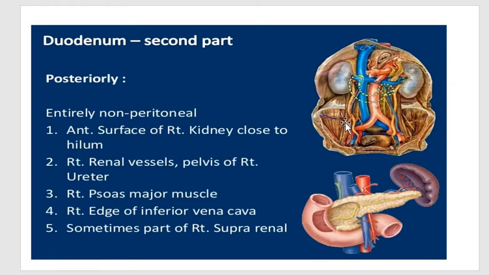Now the posterior relations of the second part of duodenum. See, this is the dotted line, this is the second part of duodenum. So what lies posteriorly to this second part? The anterior surface of the right kidney, the right renal vessels which are coming out from the abdominal aorta, the right edge of the inferior vena cava, and the right psoas major muscle. Here below is the right psoas major muscle. So these are the things which are related posteriorly to the second part of duodenum.